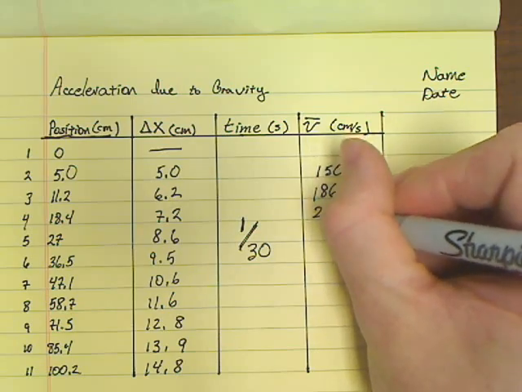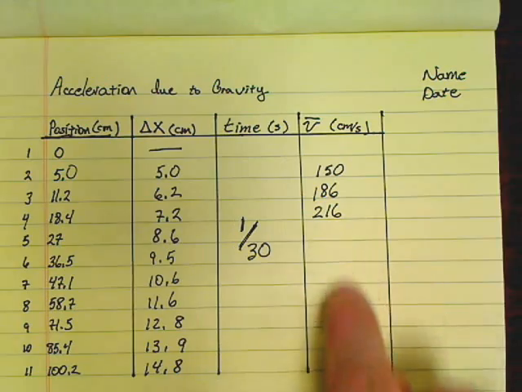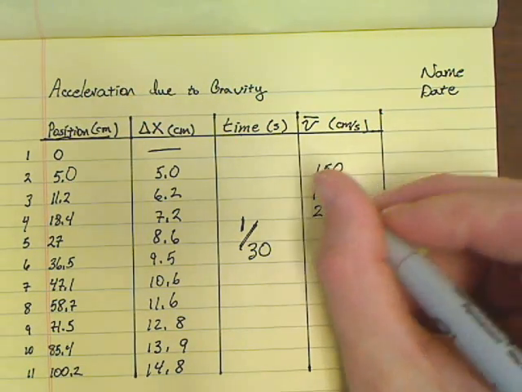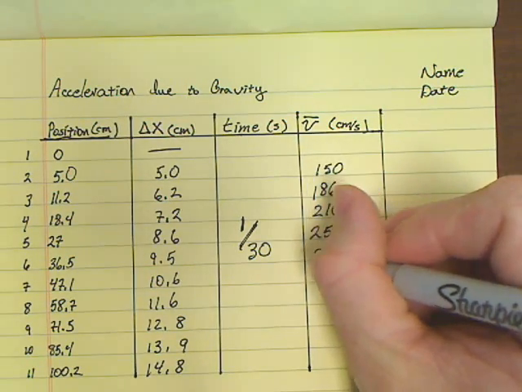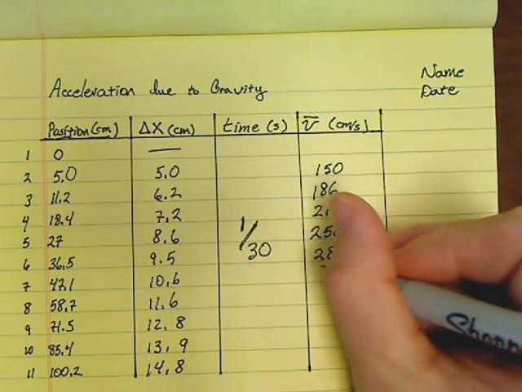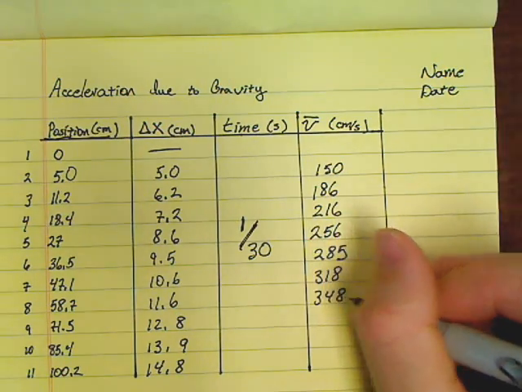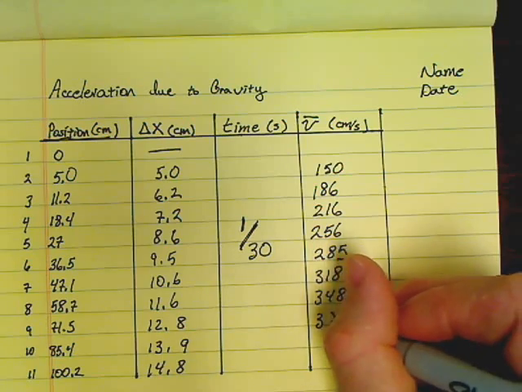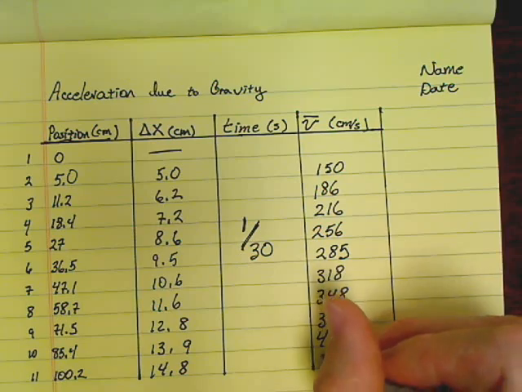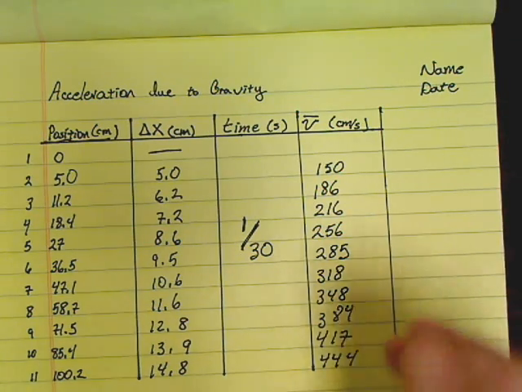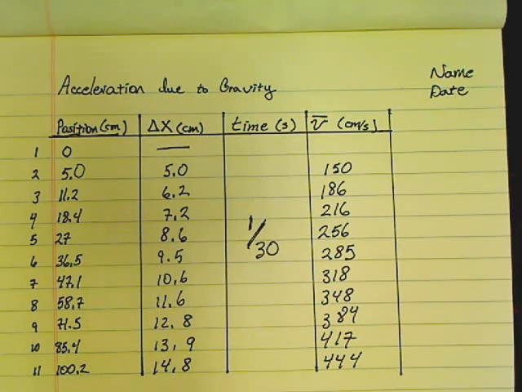186, 216. Again, all I'm doing is multiplying each of these numbers by 30 to get this velocity. 216, 256, and you can see how I'm speeding up. 285, 318, 348, 384, 417, and 444. Congratulations, we have a complete data table at this time.